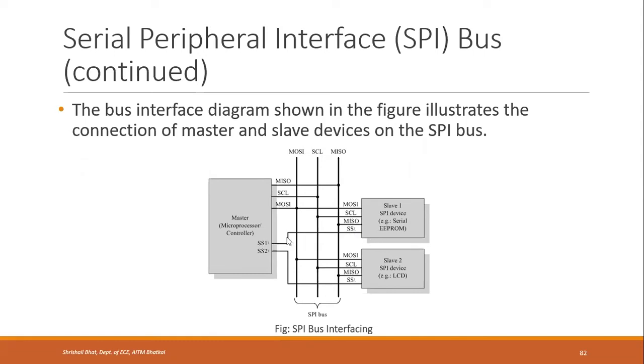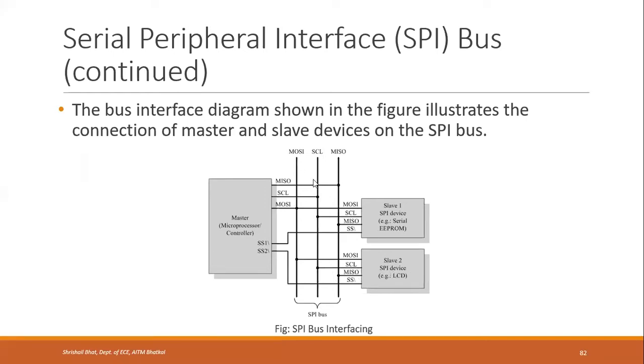If SS1 is 0, that means the master will send data to slave 1 or receive data from slave 1. Similarly, if SS2 is 0, slave 2 will be selected. It is an output device, so it can only receive data from the master, that is the LCD. Okay, this is the way it works.